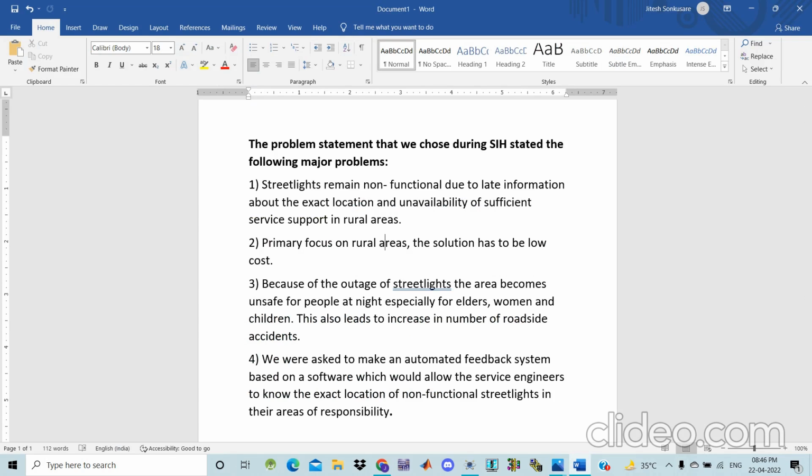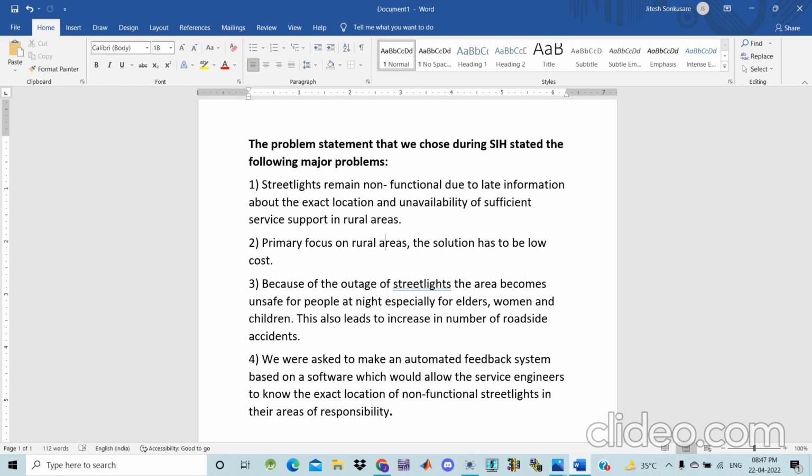The problem statement that we chose during SIH stated the following major problems. Many times the streetlights remain non-functional due to late information about exact location and unavailability of sufficient service support in rural areas. Second, since the problem statement primarily focuses on rural areas, the solution has to be low cost. Third, because of the outage of streetlights, the area becomes unsafe for people at night, especially elders, women, and children. This also leads to increase in number of roadside accidents.